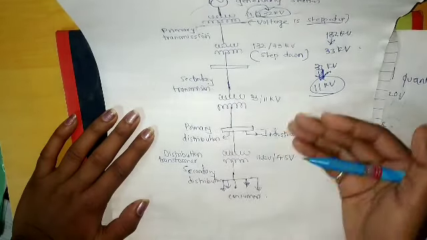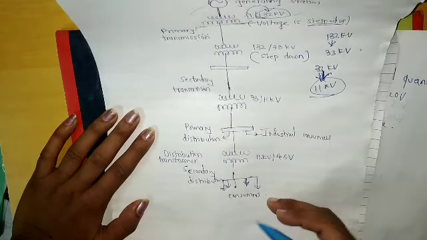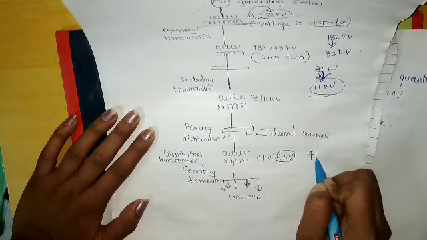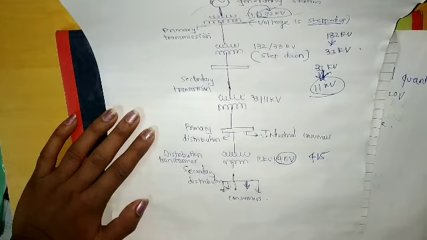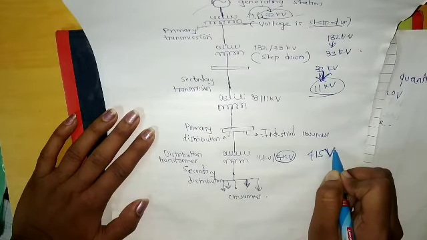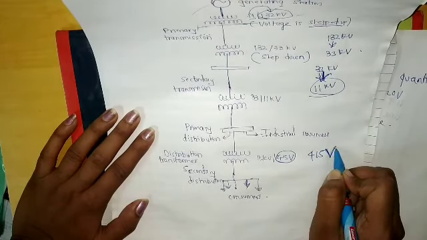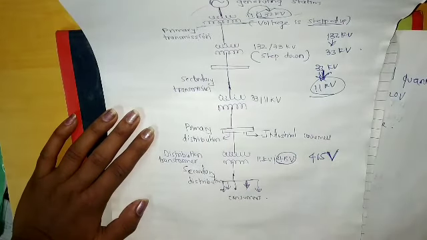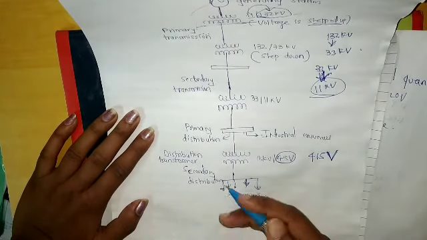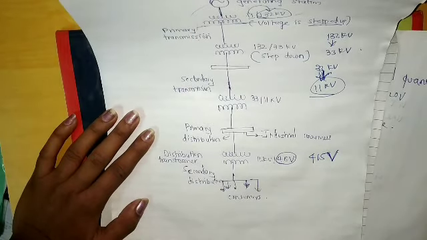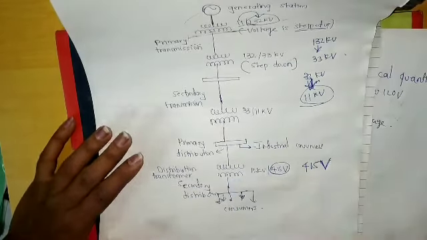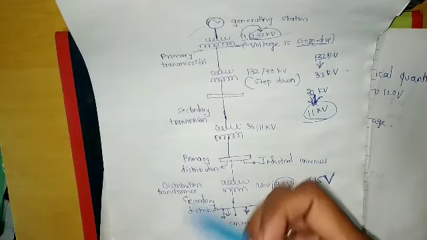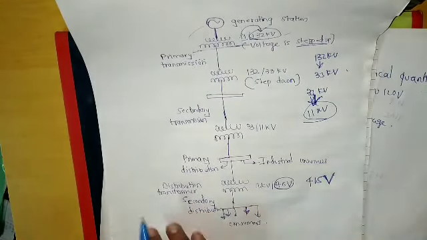This 11 kV will again step down, that means voltage level will decrease to 415 volt. And then this 415 volt is given to the consumers for the factories or any other consumers. So this is the way how the electricity comes or how it steps up and steps down.